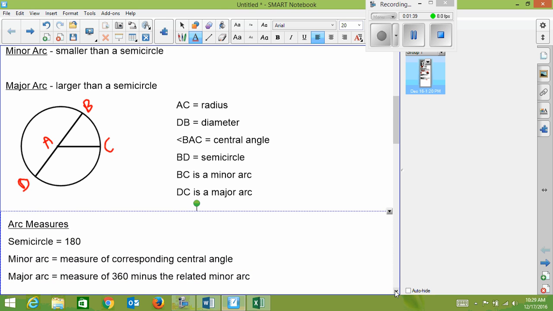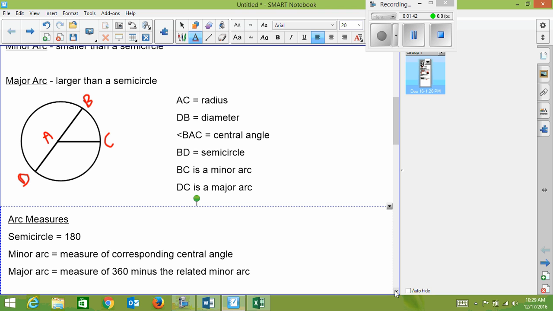So some measurements that we can figure out because of this. A semicircle is 180 degrees, it's half a circle. A minor arc is the measure of the corresponding central angle. So if I told you this central angle right here was 62 degrees, and you wanted to know the measurement of arc BC, you would say it is also 62 degrees, corresponding central angle. Major arc is a measure of 360 minus the related minor arc. So if you wanted to do D all the way around to C, and you knew that this was 105, you would take 360 minus 105, and then you could get it.